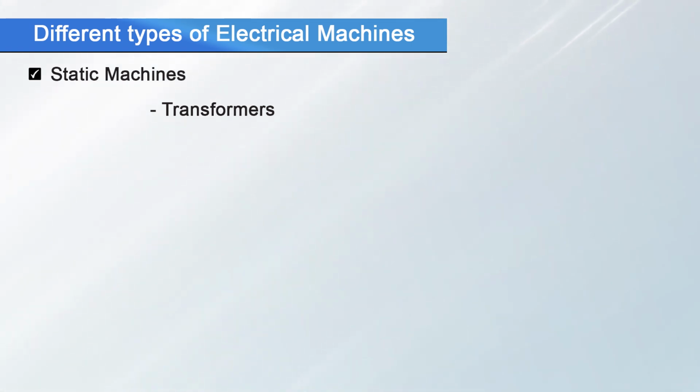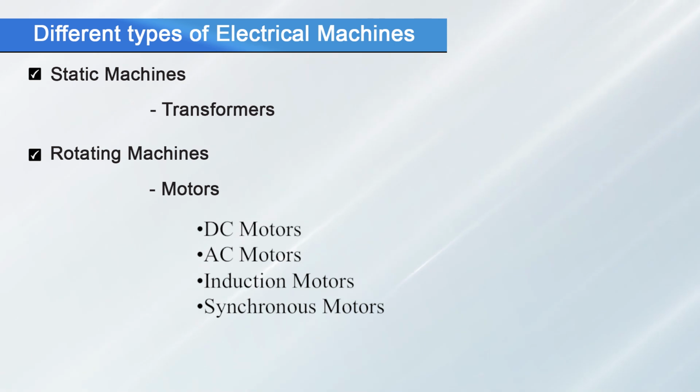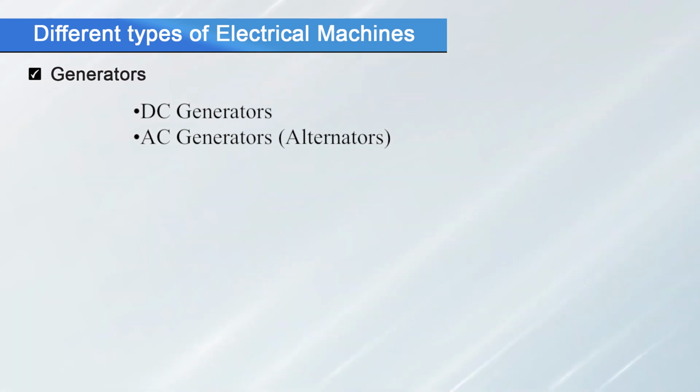Since transformers operate on the same principles as generators and motors, depending on the action of a magnetic field to accomplish the change in voltage level, they are usually studied together with generators and motors. If we see now AC machines, we have induction motors, synchronous motors and AC generators or alternators. These together are the most widely used AC machines.